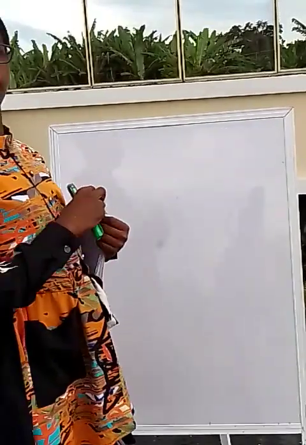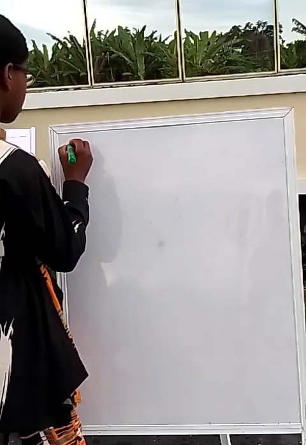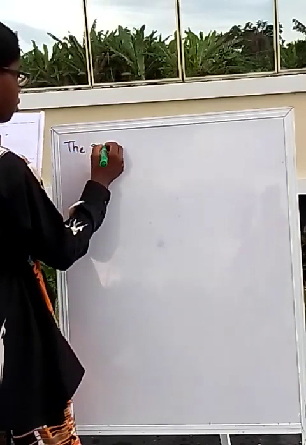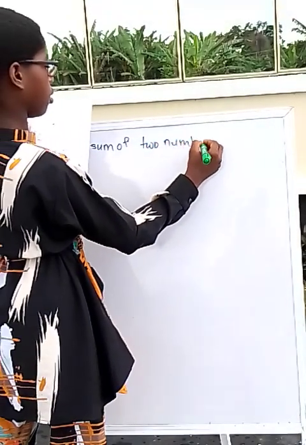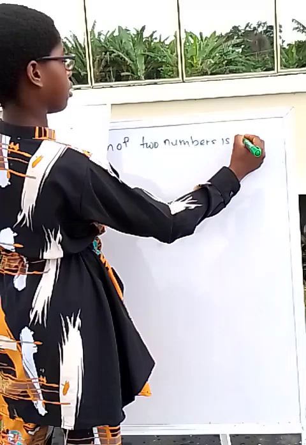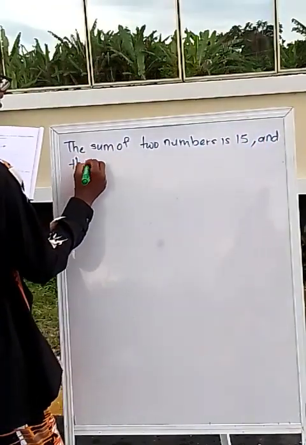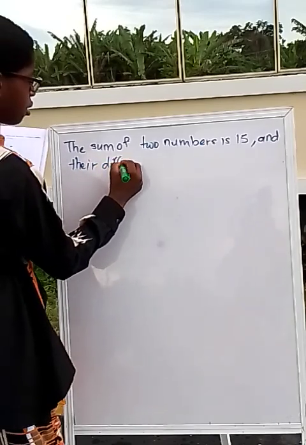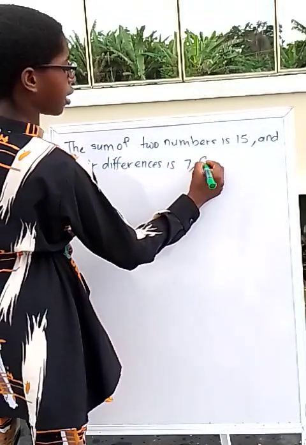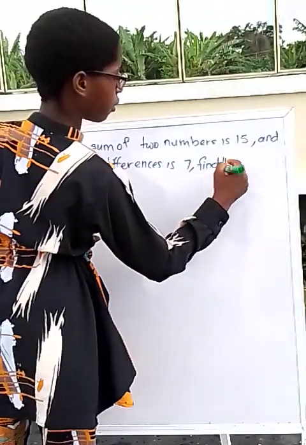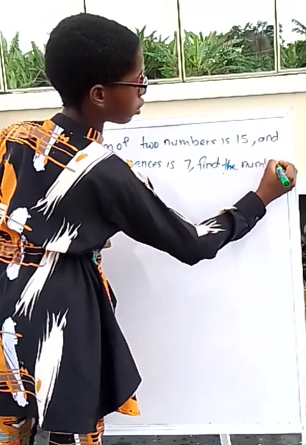Now let's consider another question. The sum of two numbers is 15 and their difference is 7. Find the numbers. Solution.